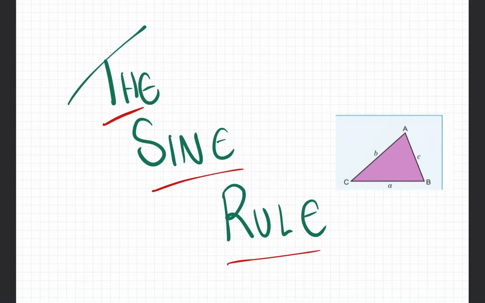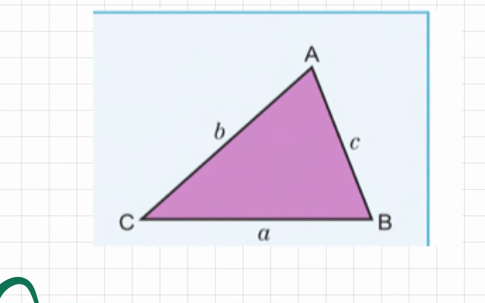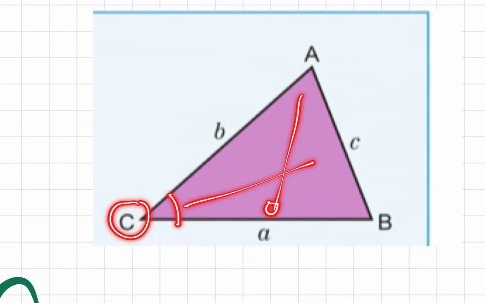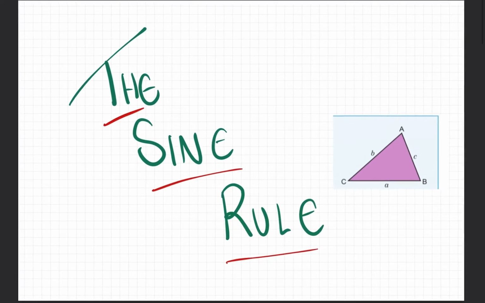Okay, in today's lesson we're looking at the sine rule. It's really, really important for today. We have to label our triangle out correctly. Angle B is here, little b opposite. Angle A is here, little a opposite. And angle C is here, little c opposite. Okay, let's get into it.